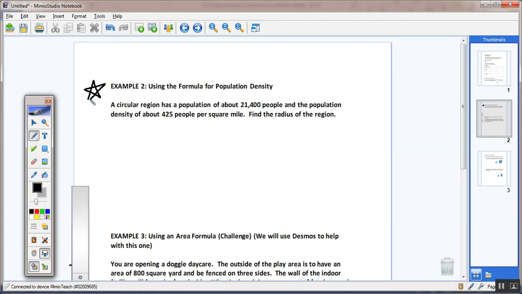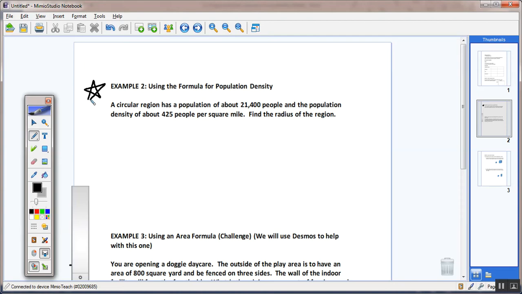So let's take a look at what's going on here. How about a volunteer to read this for me first? Thanks, Jaden. A circular region has a population of about 21,400 people and a population density of about 425 people per square mile. Find the radius of the region.